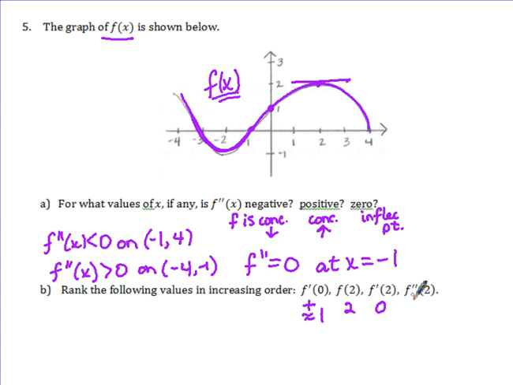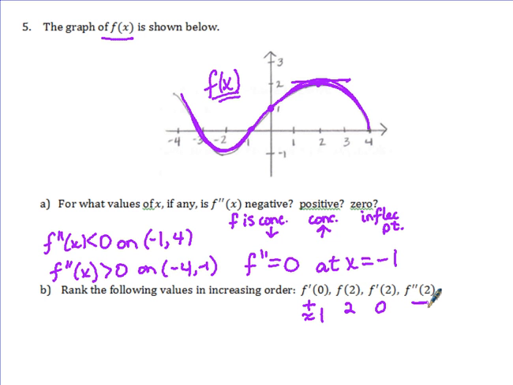And then finally, the second derivative at 2. If I look at the graph where x is equal to 2, my graph is concave down. Remember, the second derivative tells us about concavity. If my graph is concave down, that means that this has to be negative.